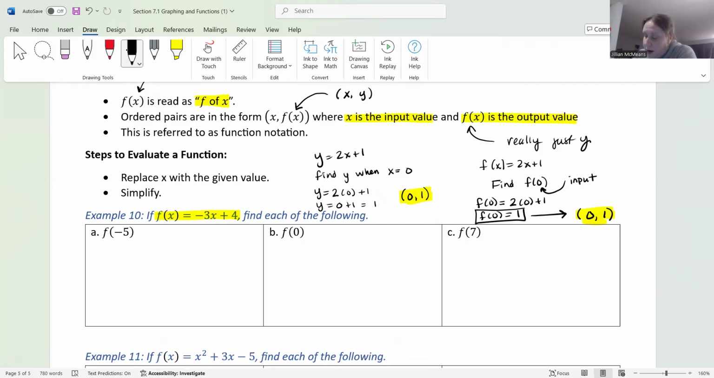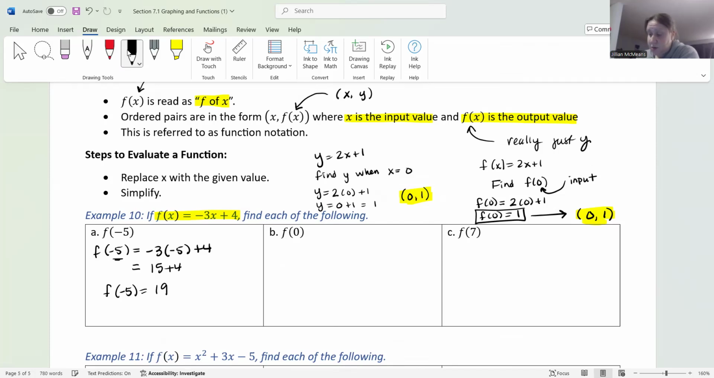Okay. So I would say f of negative 5 equals, well, I'm going to rewrite that function, but anywhere I see an x, I'm going to replace it with whatever is inside parentheses with that f of stuff. So I would get negative 3 times x, but we're going to say x is negative 5, plus 4. Well, I would then just follow the order of operations. Negative 3 times negative 5 is 15. And then 15 plus 4 is 19. So I would say f of negative 5 is 19.